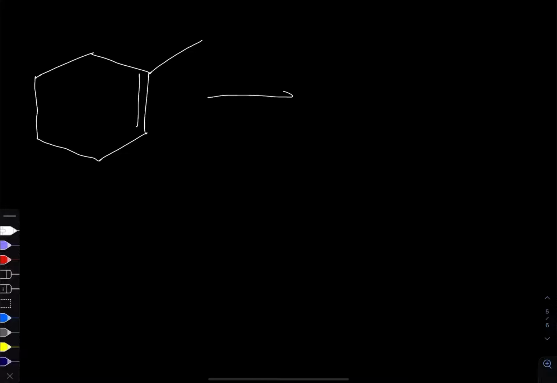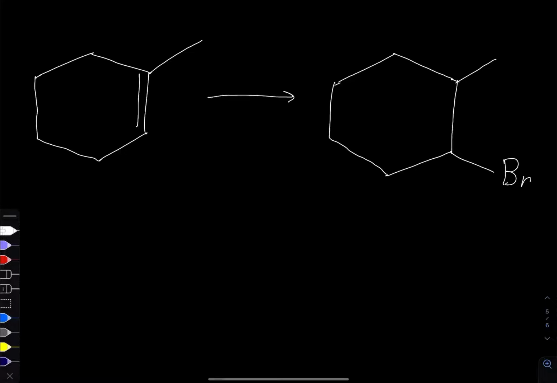Okay, so then the next problem looks like this. We have a 6-membered ring, and we want to end with another 6-membered ring, but this time the alkene is gone, and we have a bromine here. So how would we achieve this?